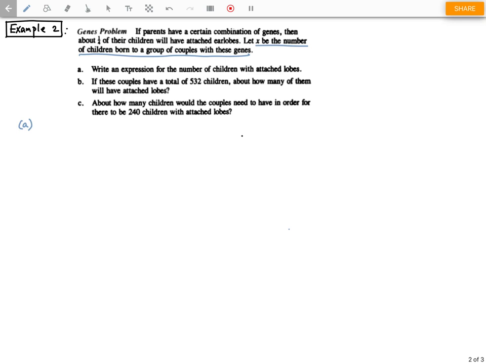Okay, so example 2A. The total number equals X. This is the total number of children. The number of children with earlobes is 1/4 the total, which is X.